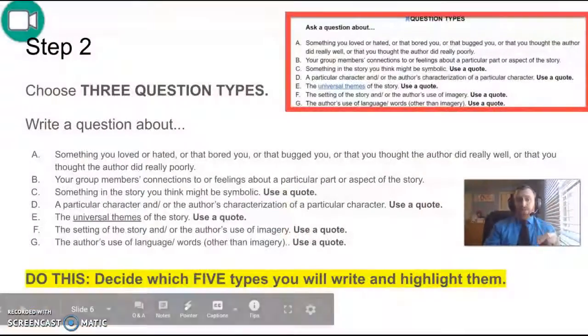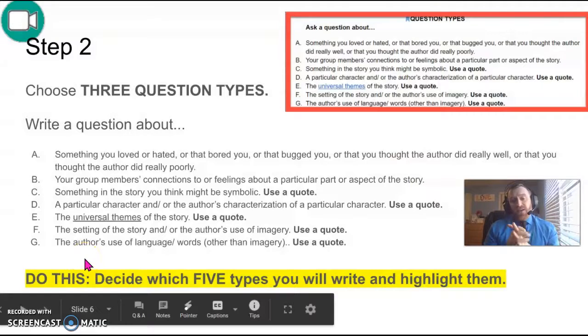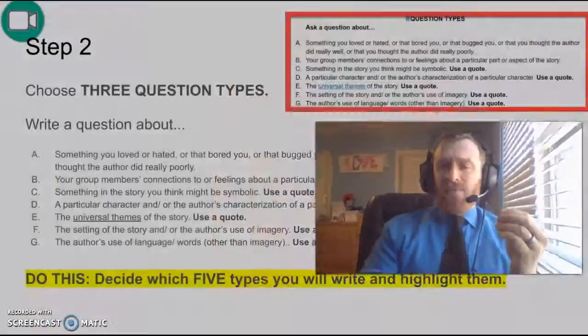That's question E. Question F is where you ask about the setting of the story or the author's use of imagery. So you're wondering what role or impact the setting has in this moment, or the imagery. So, I noticed that the setting seemed to have an impact on this moment because blah blah blah. What do you think the impact was? Or, how did this imagery impact you? And maybe give a quote there. That's question type F, right?